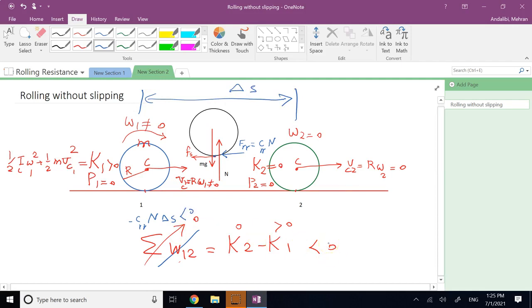But what is this rolling resistance? Where does it come from? And how do we characterize it? What is the CRR and so on? So let's talk about that.